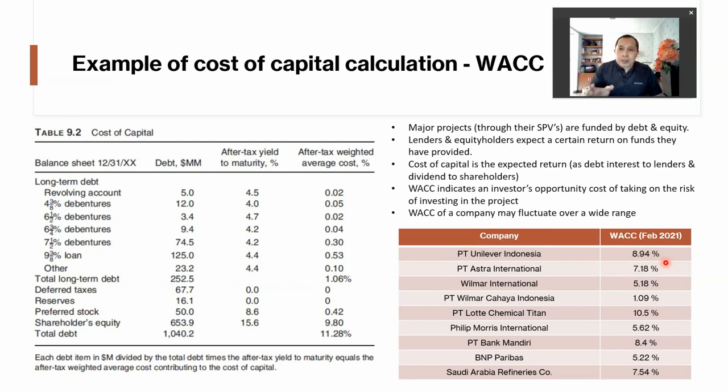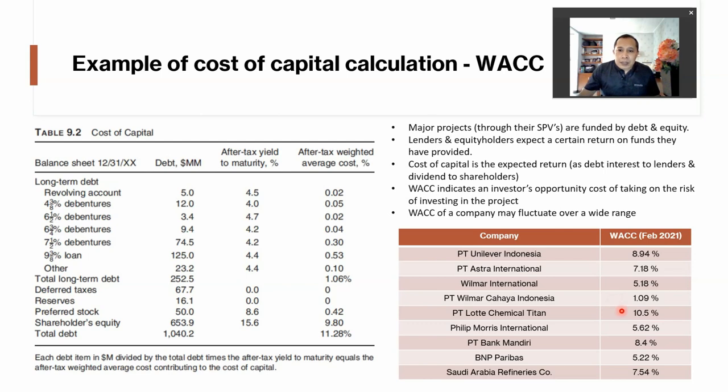So on average, they have to pay an interest to their investors of 8.9%. Another example, PT Wilmar Cahaya Indonesia. This is the Wilmar Group's process plant in Kalimantan. Their WACC in February 2021 is 1.09%, which means that they currently have access to low interest fundings, which is good. So reasonably low WACC is good. It means that the company is able to pay off their loans, to pay off their debts.